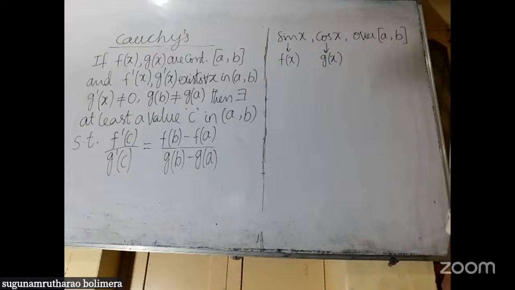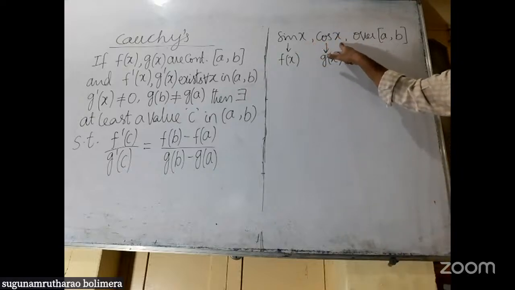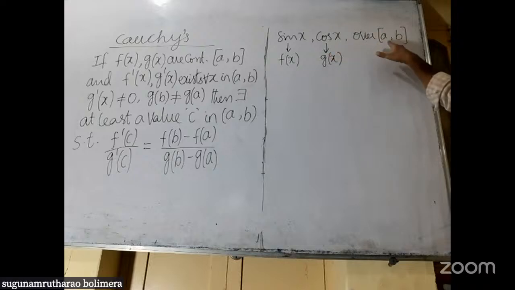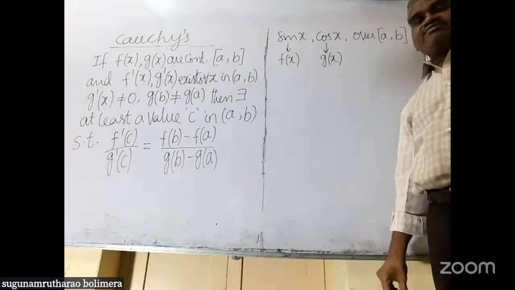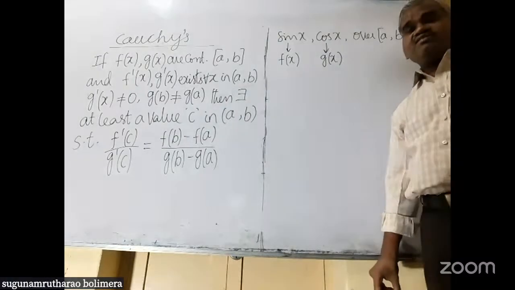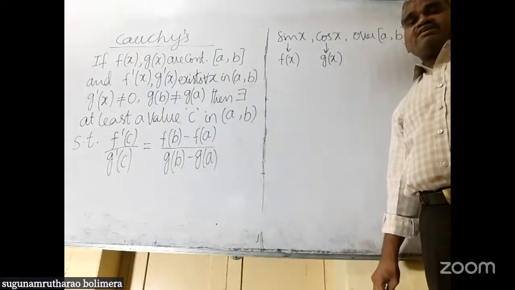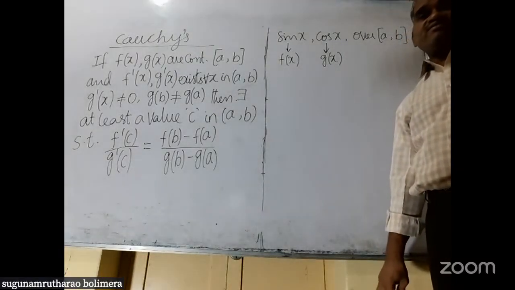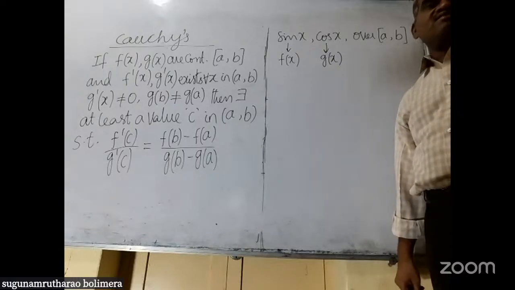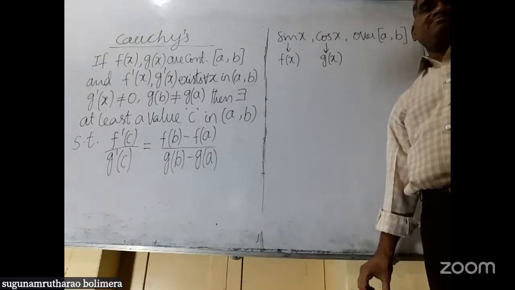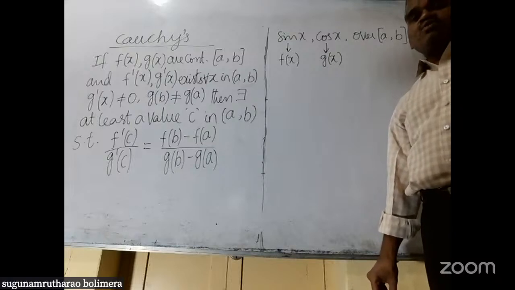Verify Cauchy's mean value theorem for the functions sin x comma cos x over closed [a, b], provided their derivatives exist for all x in open (a, b).